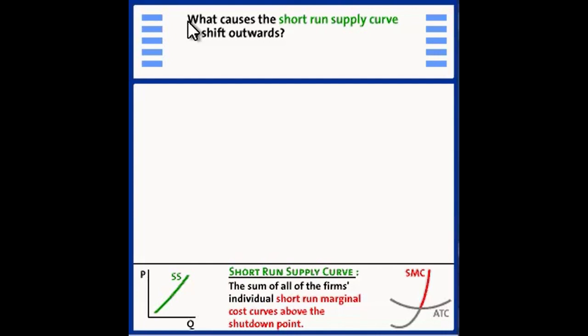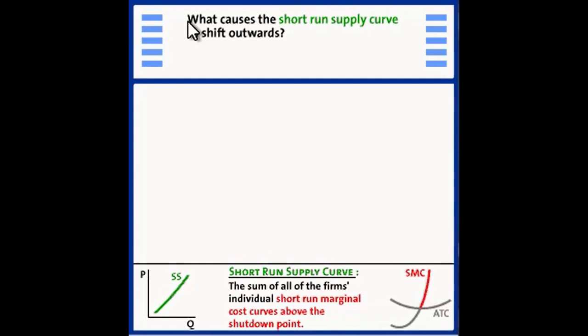Now, what would cause those curves to shift outwards? Well, there are two things that would cause this shift to happen. First would be a change within the firms that are producing currently. The second would be adding more firms. Either of those would cause the curve to shift. Let's start with a change in the existing firms.